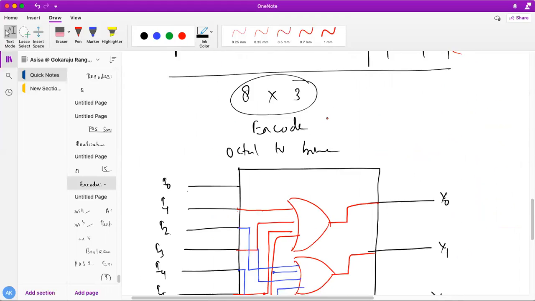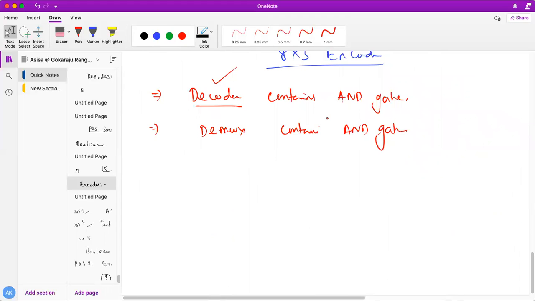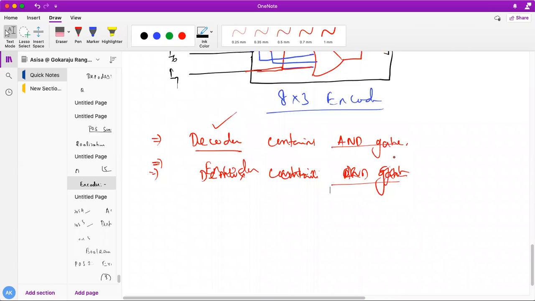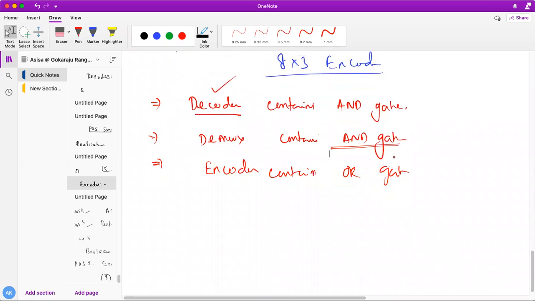So finally, we have taken some of the clue points here. The decoder contains all AND gates. We have already seen how to design a decoder, half adder, half subtractor, full adder, and all. Inside the circuit, everything is AND gates. Similarly, in the DMUX, everything inside the circuit is AND gates. And finally, the encoder: the circuit will be all OR gates. So we have seen it here. Do you all understand or any doubt, students, on this?